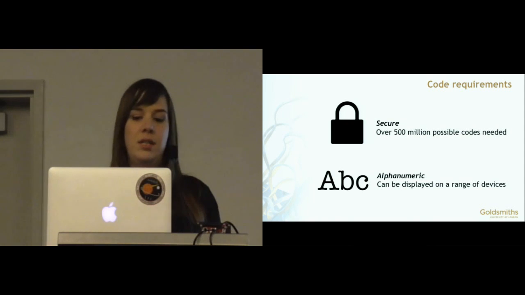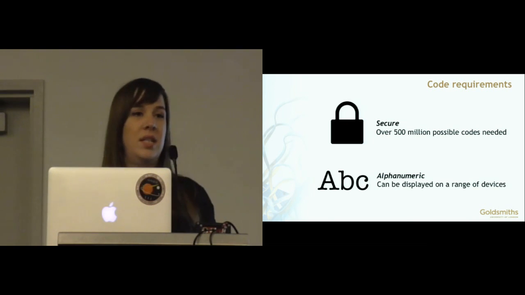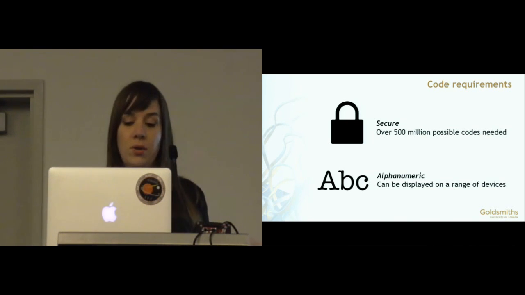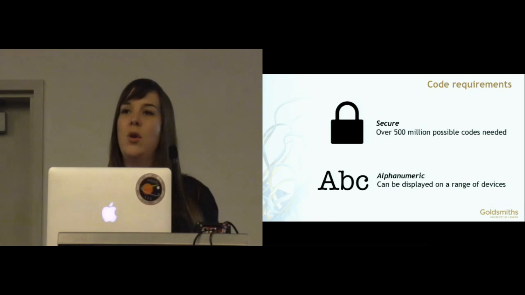The second thing it needs to do is to be alphanumeric. So these codes are going to be displayed on devices that might not necessarily have a high-fidelity display. You couldn't, for example, present a QR code on an LCD screen very easily. So the codes that are produced need to be able to display on a wide range of devices. So they need to be alphanumeric.